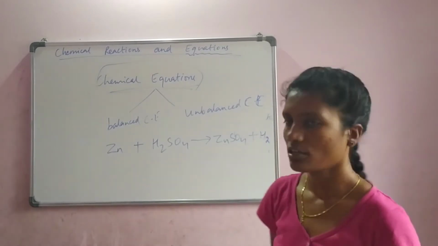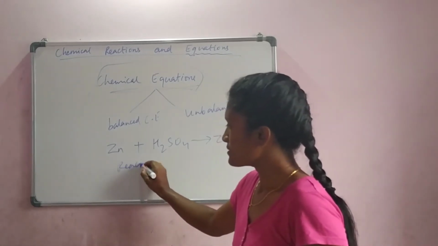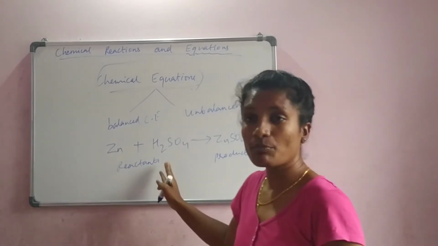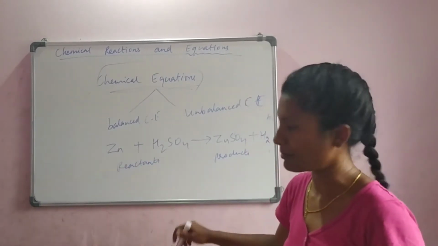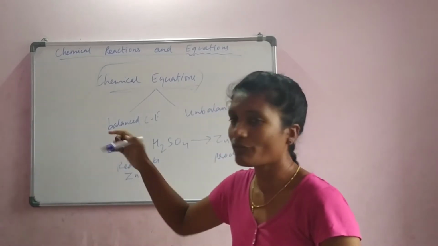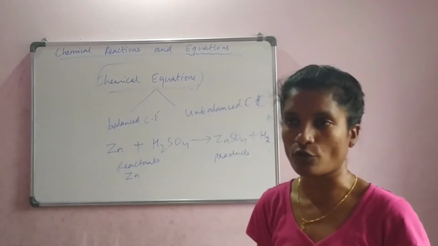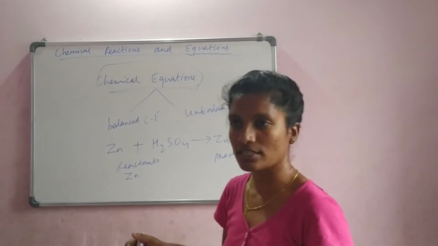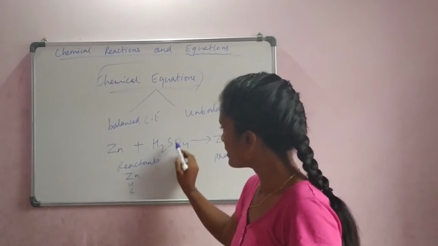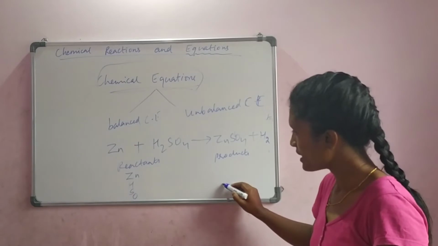sulfate and hydrogen gas. So in this example, if you observe, there are reactants and there are products here. There are 2 reactants, 2 products formed. So who are all the reactants here? It is Zn. You have to take a single element, Zn, and here you cannot take the whole H2SO4. Split that into elements and then mention them. So it is hydrogen, there is sulfur, and there is oxygen.